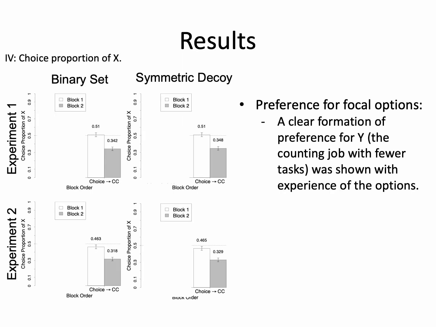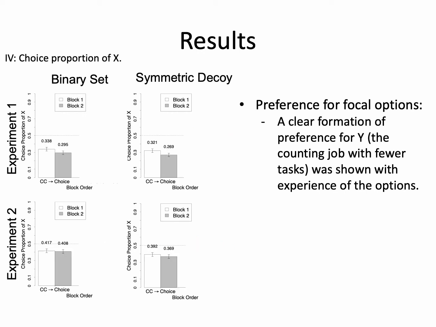As expected, our results show a clear formation of preferences with experience of the options. In both experiments, when participants shifted from the choice-only to the choice-counting block, their preferences between focal options changed from a neutral state to favoring the job with fewer tasks. For those who started with the choice-counting block, the preference for the job with fewer tasks was formed with experience, and such a preference remained when they shifted to the choice-only block.